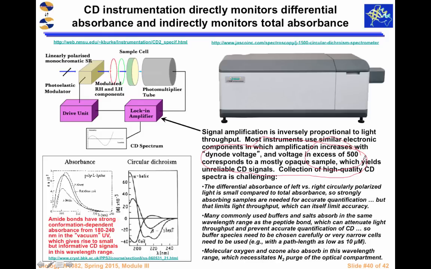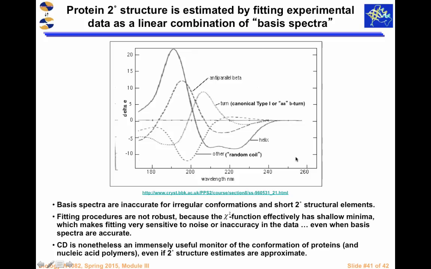Every instrument I've worked with, if the dynode voltage goes above 500, it means the signal is opaque. And the way these things are designed, unfortunately, they will give you CD signals and they will be spurious. So you have to know to look at this dynode voltage. If it's above 500, the sample is opaque and you're measuring nonsense. I have seen people do this in published papers, unfortunately. But I'm warning you against this pitfall. So that's really the only thing I want you to remember here.